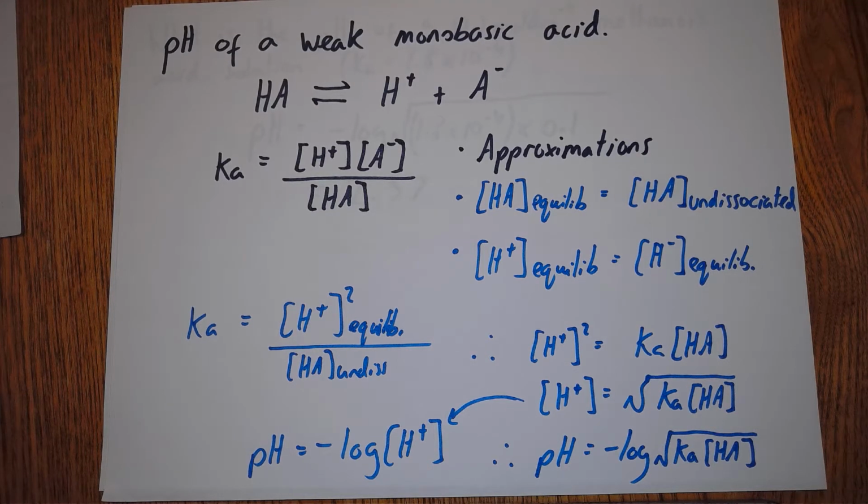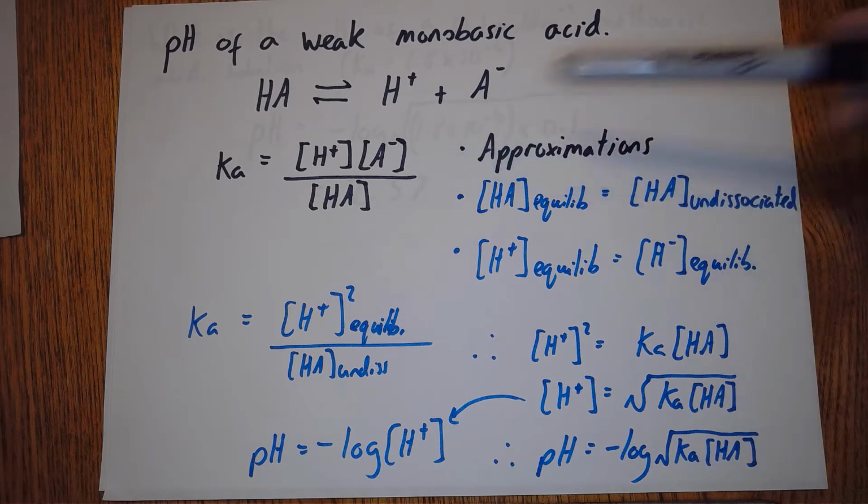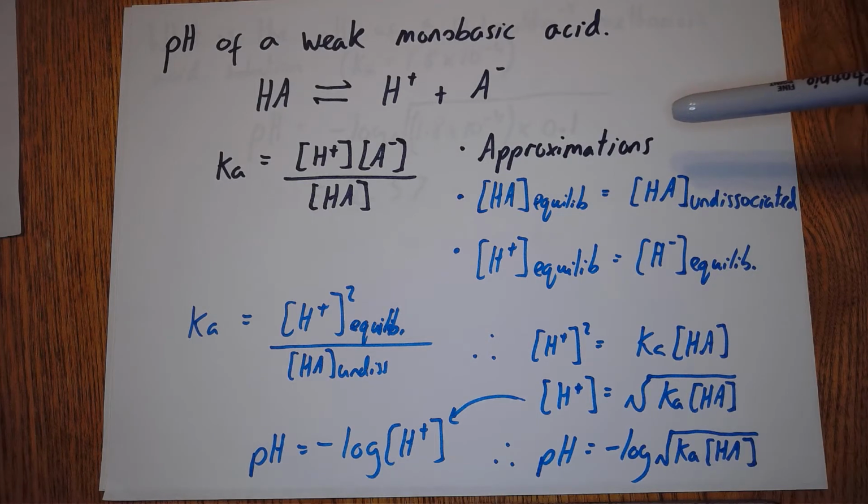Right, so the Ka expression is useful because we can use it to find the pH of a weak acid. We're looking at weak monobasic acids here. So here's the dissociation, here's the Ka expression. Now we're going to make some assumptions or approximations here.